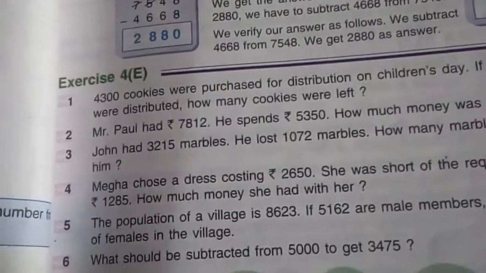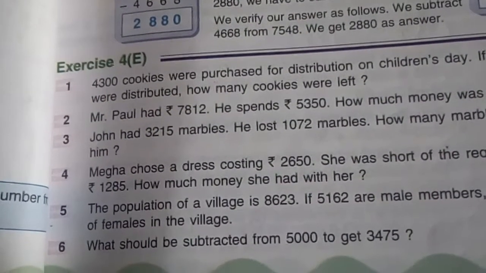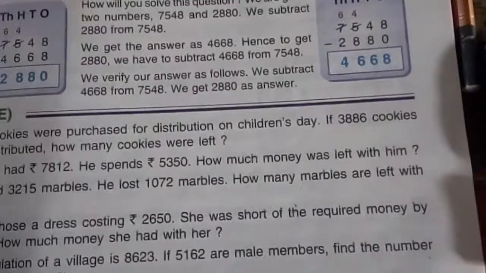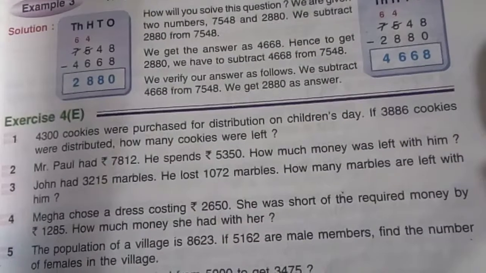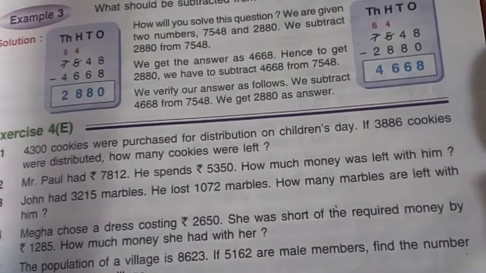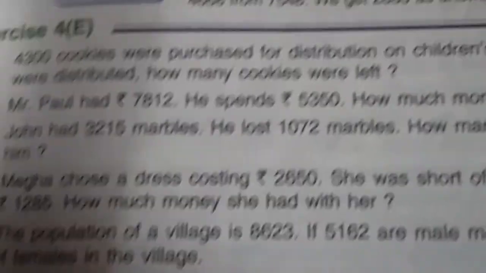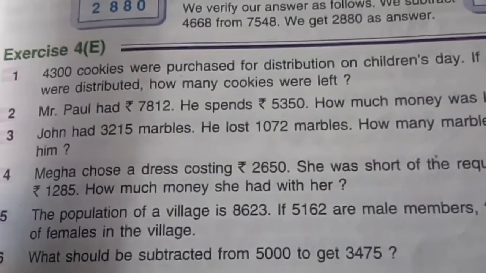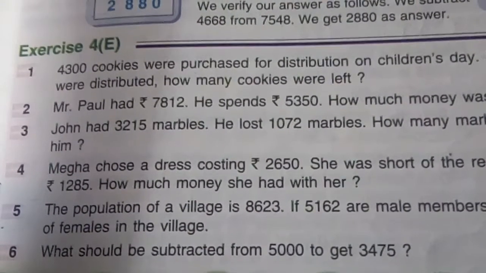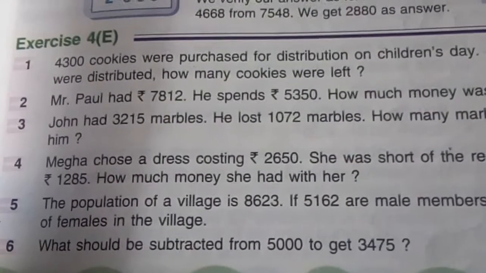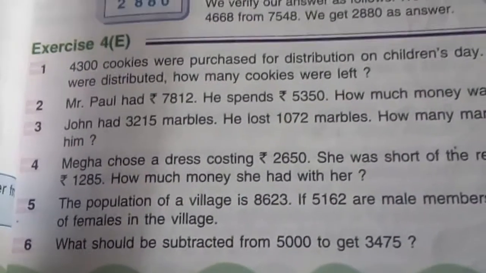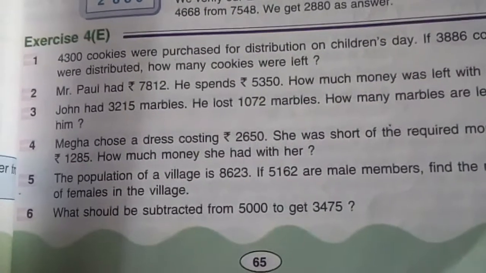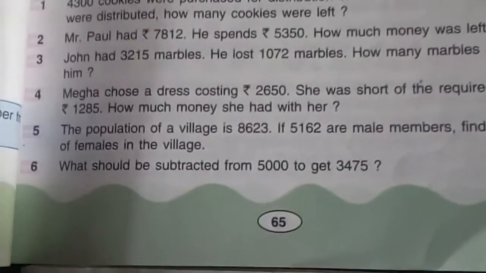Megha chose a dress costing rupees 2,650. She was short of the required money by rupees 1,285. How much money she had with her? So Megha was having some money. So how much she was having? 1,285 only. And the cost of dress was 2,650. Now we have to find out how much money she required more. So again we have to subtract.